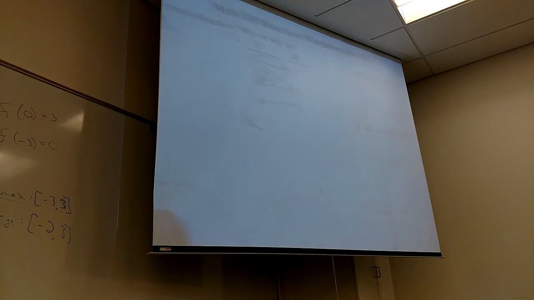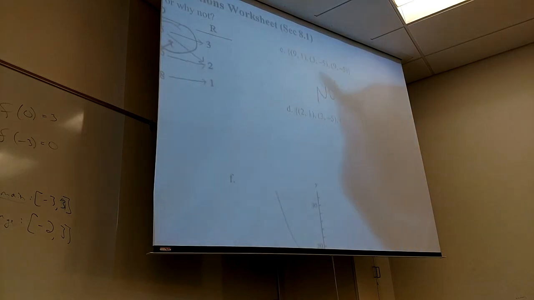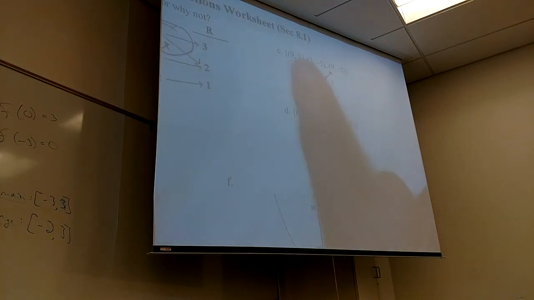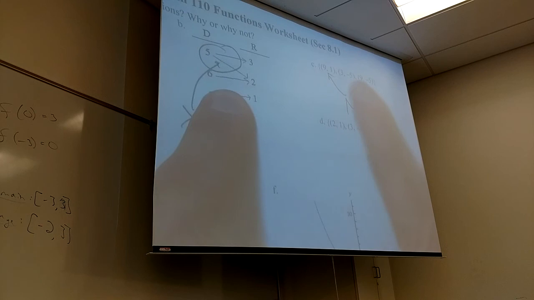What about part C? Is that a function? No. Why? 9, yeah, 9 has more than one output. Do you see how you can write this in this form? 9 to 1, 9 to -5, and then 3 to -5. You can write it in this form. So they're all really the same problem.